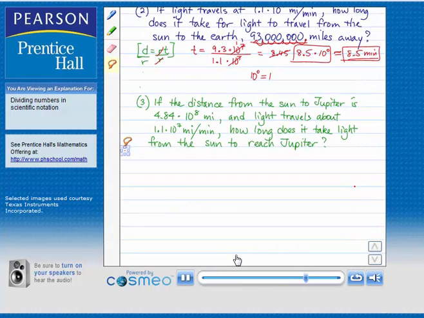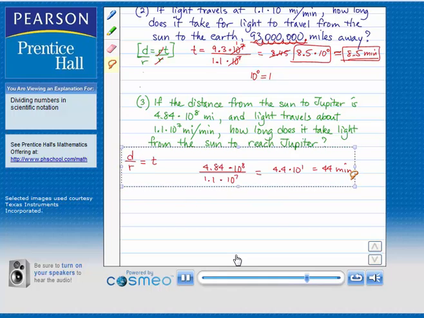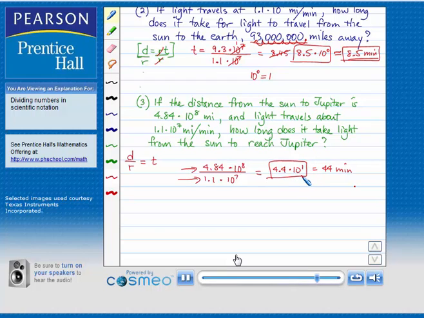Okay, back already. Let's see how you did. Okay, remember again, distance is rate times time, so distance divided by rate is time. So distance to Jupiter divided by the rate that light travels gives me time, and that works out. Notice 10 to the 8th divided by 10 to the 7th. 8 minus 7 is 1, so 10 to the 1. 4.84 divided by 1.1 is 4.4. So 4.4 times 10 to the 1st, or if you want to rewrite that without scientific notation, you'd move the decimal point one place to the right, and that would give you 44 minutes.